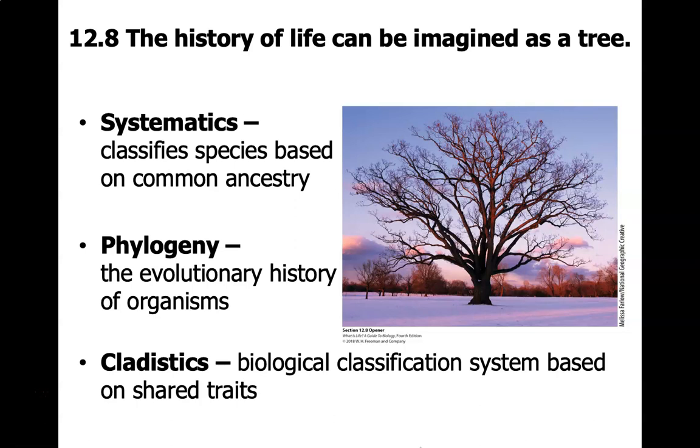A classification system based on shared traits is called cladistics. So I know this is a lot of vocabulary words. These are sort of interrelated terms, and they all make use of the idea of shared ancestry and shared traits in order to figure out how living organisms are related to one another. Now I hope that this video is actually a short one, because we're going to come back to this idea of systematics and phylogeny in our next two labs. So we're going to do labs that allow us to reconstruct evolutionary trees based on shared characteristics and common ancestry.